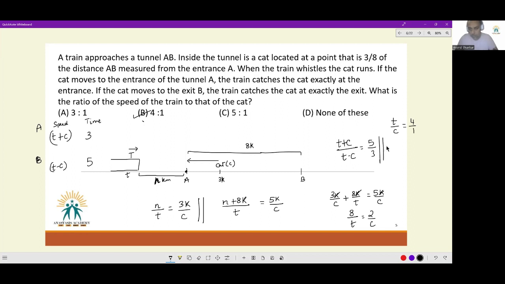This leads us to beautiful solving of 3t plus 3c is equal to 5t minus 5c, or 2t is equal to 8c, or t by c is equal to 4/1. This way we wouldn't have to introduce many more variables, just this much working. The ratio of times taken in both these instances is 3:5. So the ratio of speeds should be inverse of that. That gets us to our solution fairly quicker. But even if you do it the other way, it is perfectly all right.